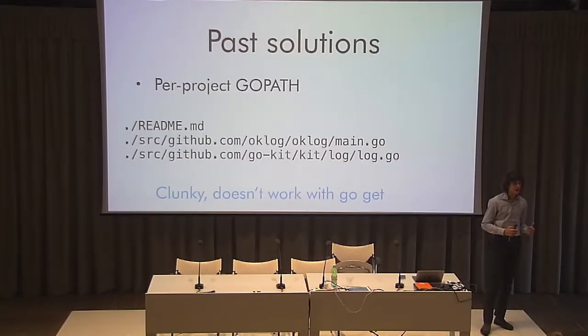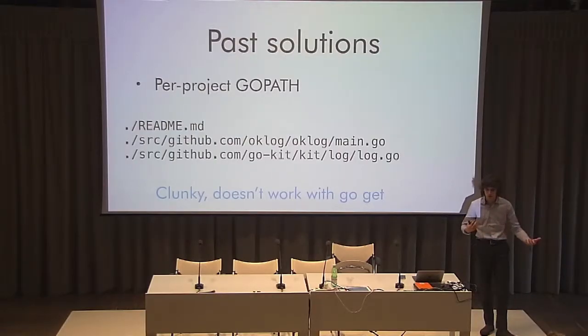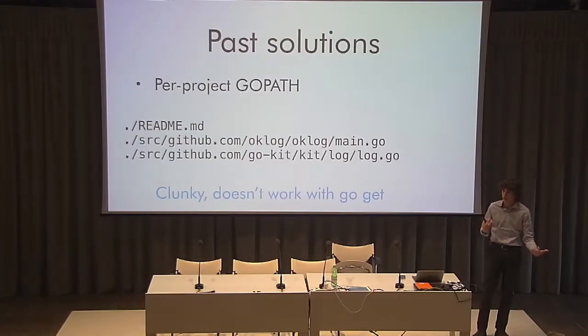But the problem is that it doesn't work with go get. go get is one of the central tools that most developers expect to use. And you can't use go get on something that has its own GoPath, because that's just not how go-gettable projects are organized. Go-gettable projects have code in their root or in a sub-package. They don't have a src folder, right?